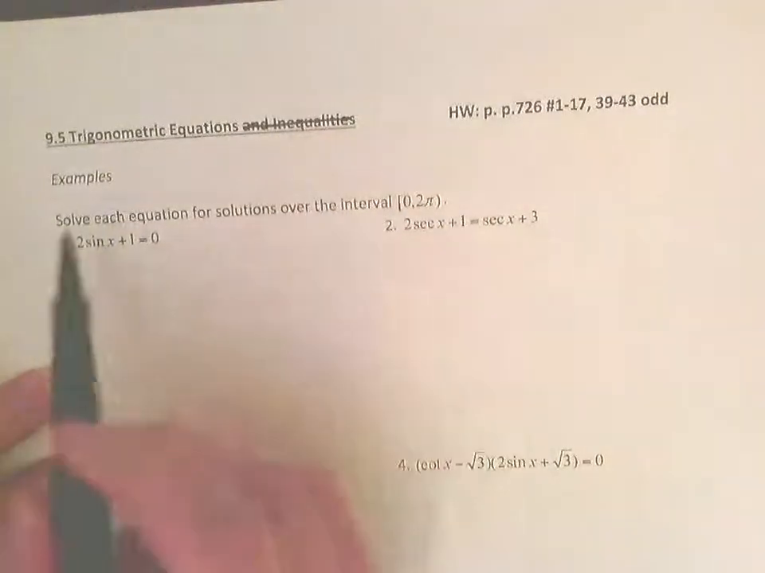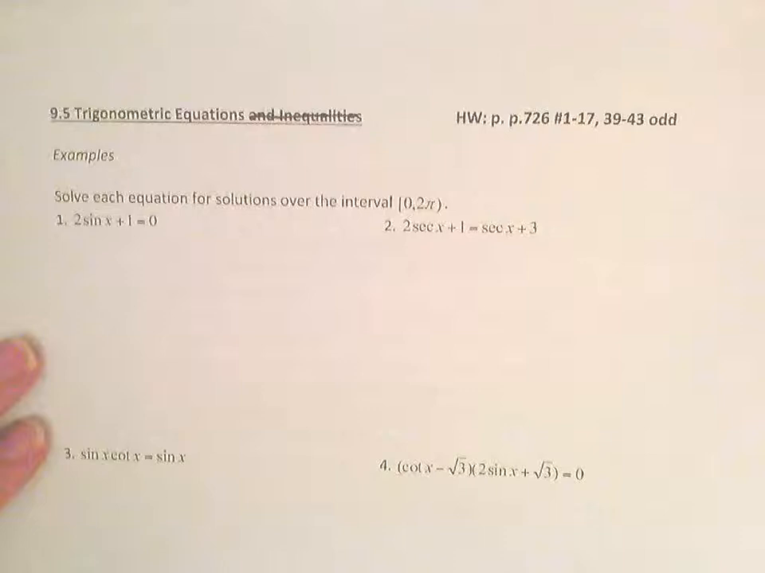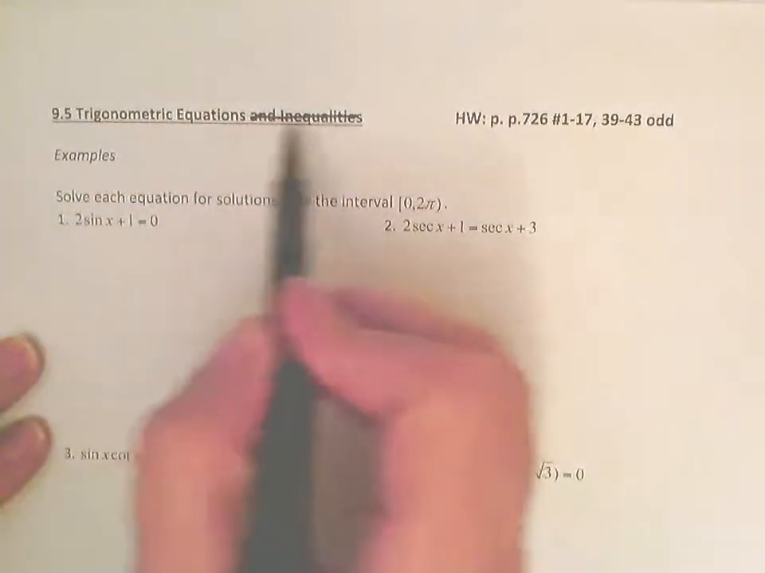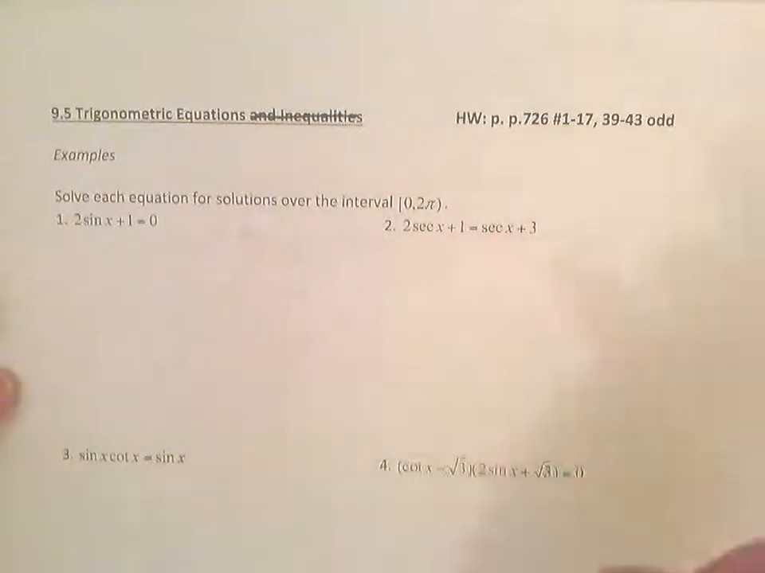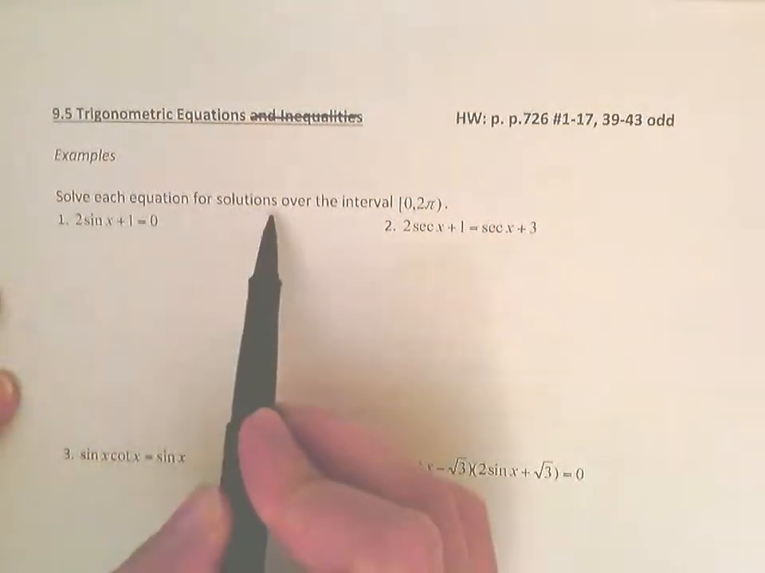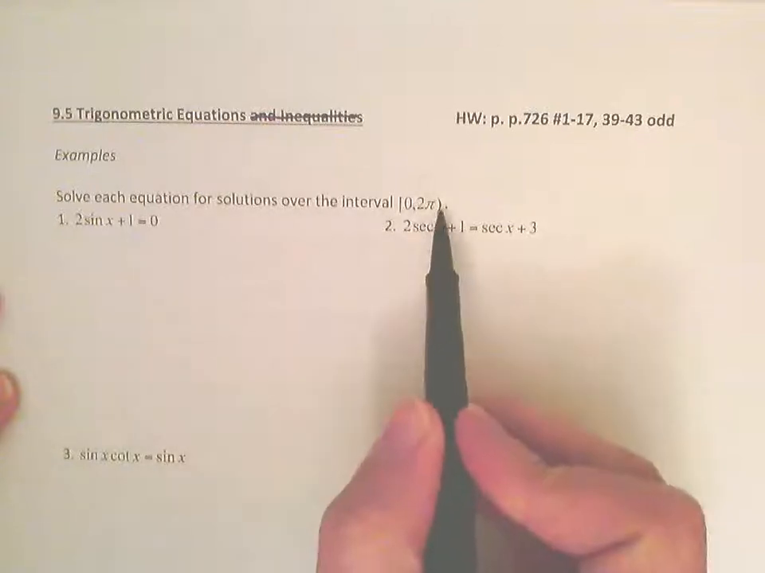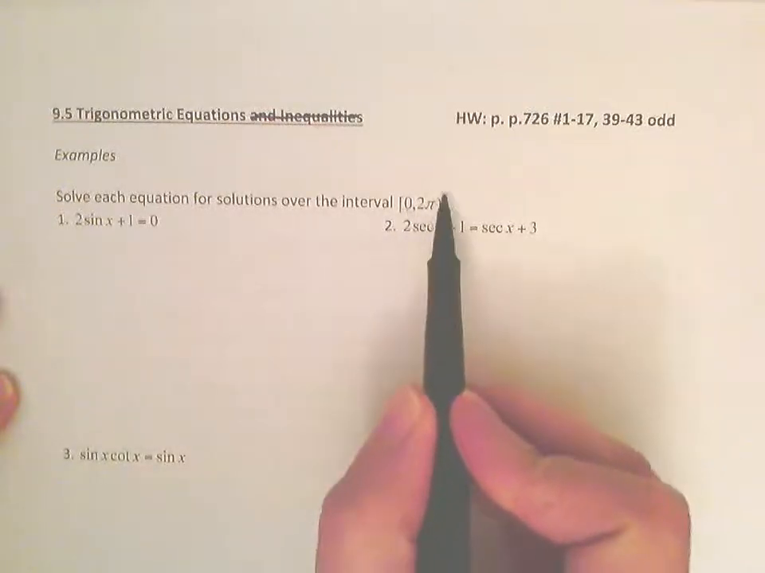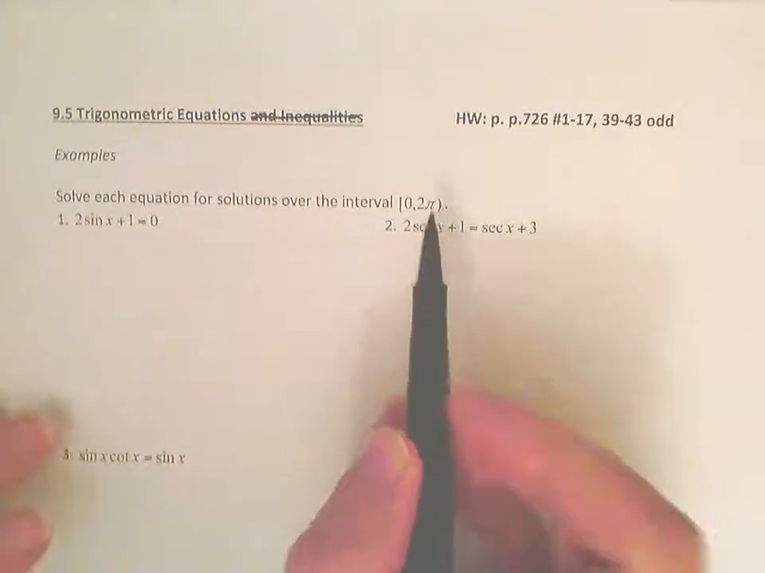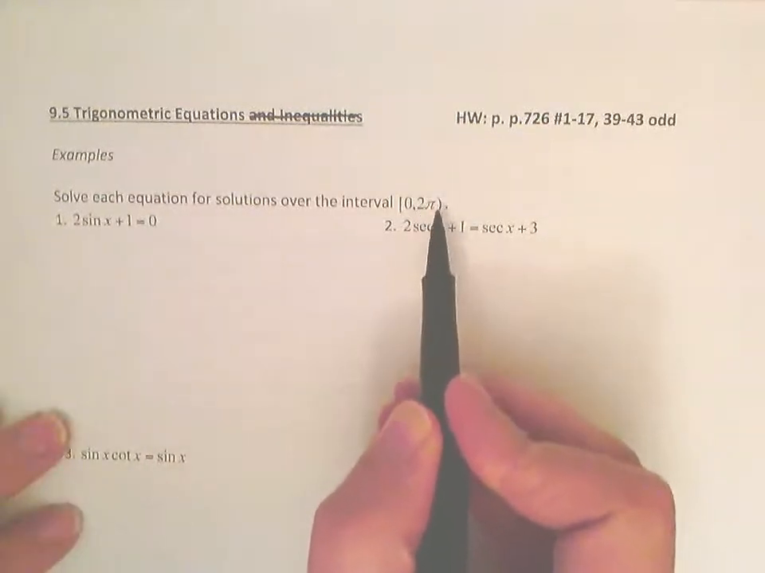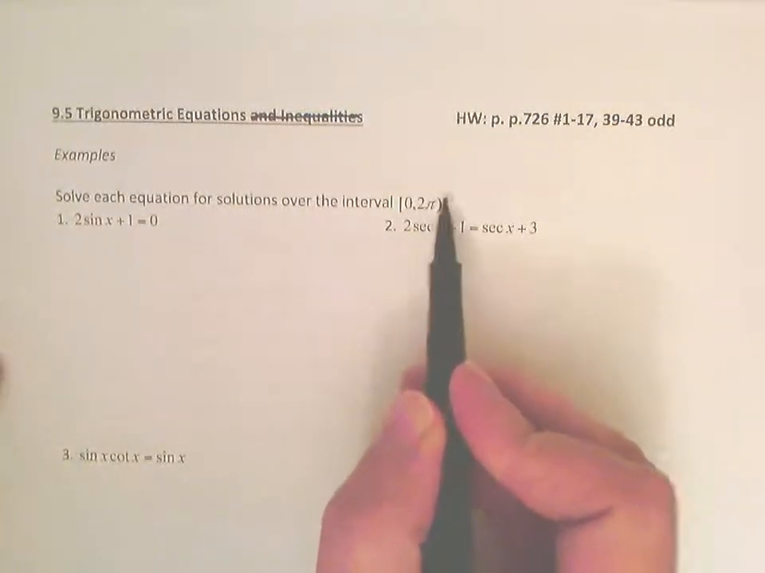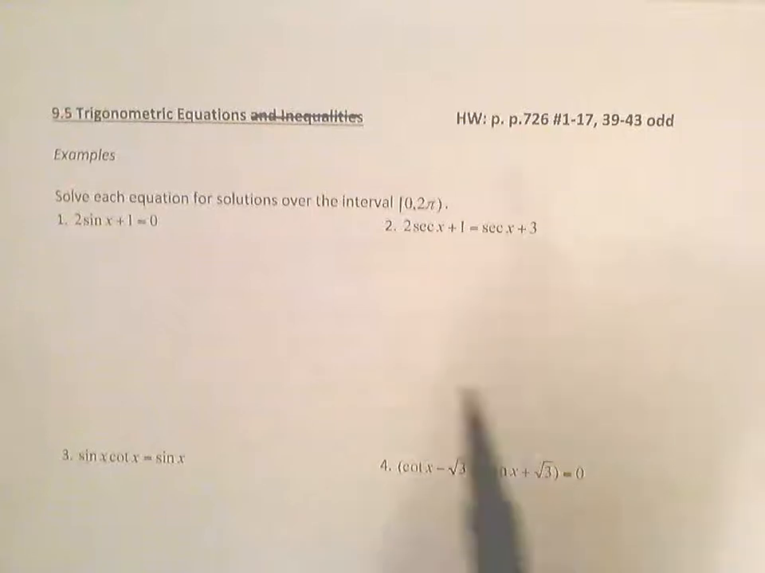Alright, so the last section that we're going to be doing in Chapter 9 is 9.5, trig equations. It is inequalities, but we're not really going to be doing the inequalities. Here we're solving each equation for solutions over the interval 0 to 2 pi. So what this means is you're looking for all the solutions included in the unit circle. Now you're not including 2 pi because technically when you say 0 you're giving the solution for 2 pi, so we're not including 2 pi, okay?